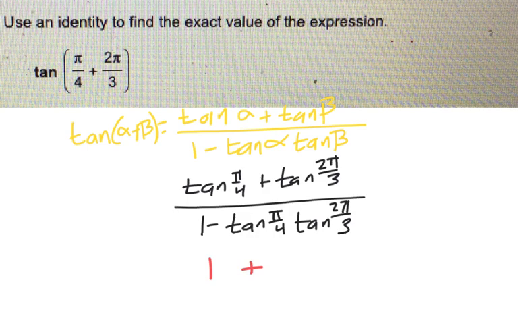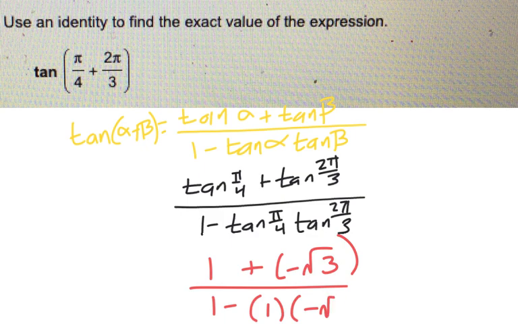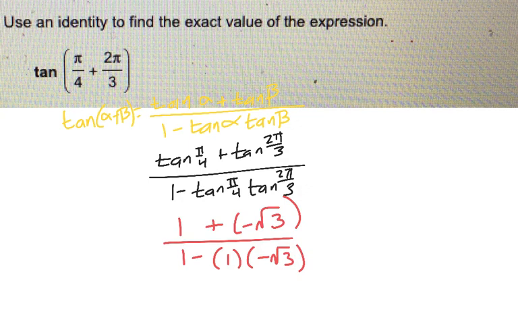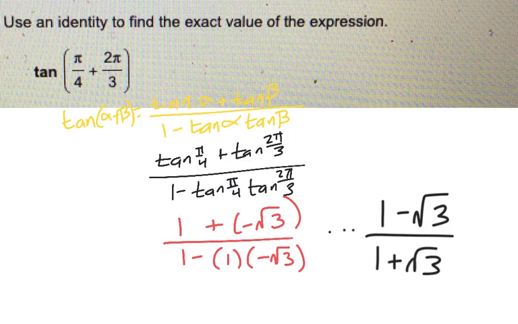And then tangent of 2 pi over 3. 2 pi over 3 is a 60-degree reference angle. I'm in the second quadrant, so tangent is going to be negative. So that would be a negative radical 3 over 1 for tangent. So that's going to be 1 plus negative radical 3 over 1 minus tangent of pi over 4, which is 1, times tangent of 2 pi over 3, which is negative radical 3. And so now we're just simplifying. So this would be 1 minus radical 3 over 1 plus radical 3.